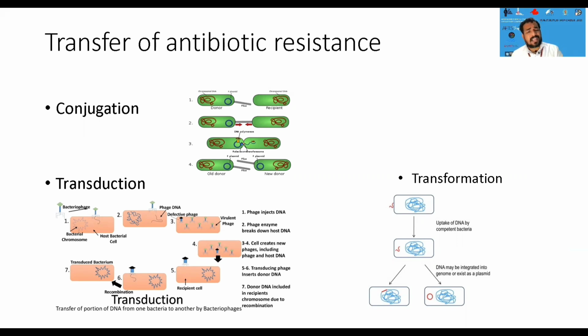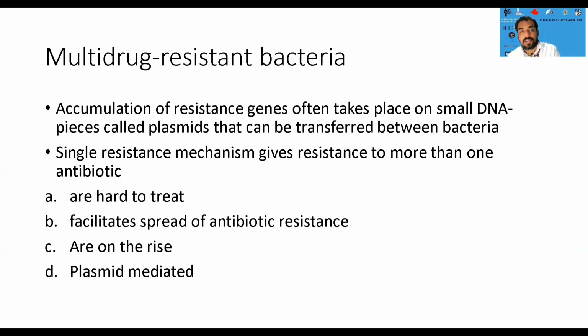Another mechanism is transduction. I'm not going into the detail of transduction, but in this mechanism, it is the bacteriophage which carries the DNA and transfers it from one bacteria to another. And third is transformation, where bacteria can directly take up a resistance gene from their environment. So these are a few examples of transfer of antibiotic resistance across bacterial species.